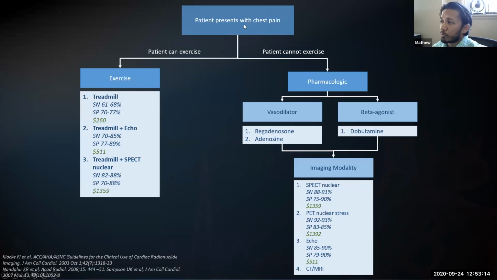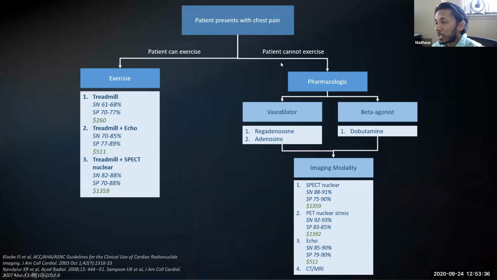So if you have a patient that presents with chest pain and they can exercise, then you should have them exercise. And you can see that a treadmill, these are not numbers for Pueblo, okay? But some of you may recall, if you saw me here last year, I had a similar chart. I did make some modifications to it, but it's a lot cheaper. But once you add that SPECT imaging, your cost goes up exponentially.